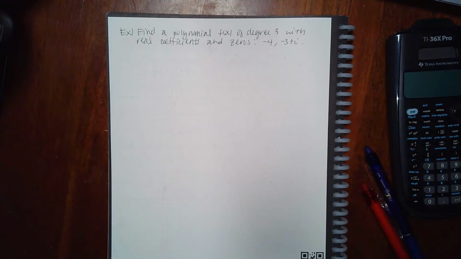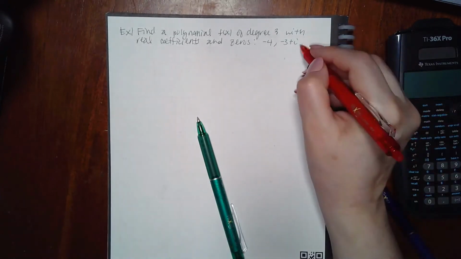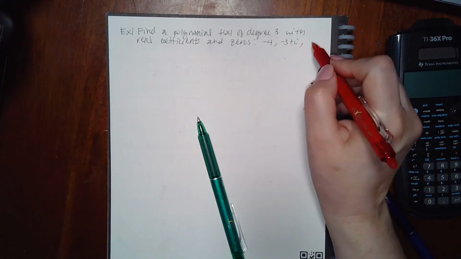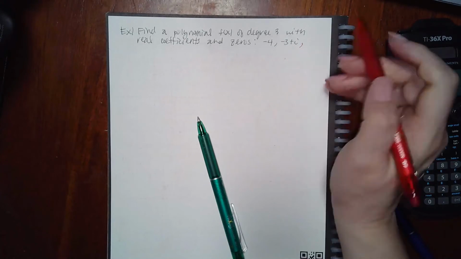Okay, here it's the same topic, but now they gave me these zeros. And so we know automatically by the conjugate zeros theorem that the conjugate of this is also a zero, which would be the third one. 1, 2, and now we're going to write the third.